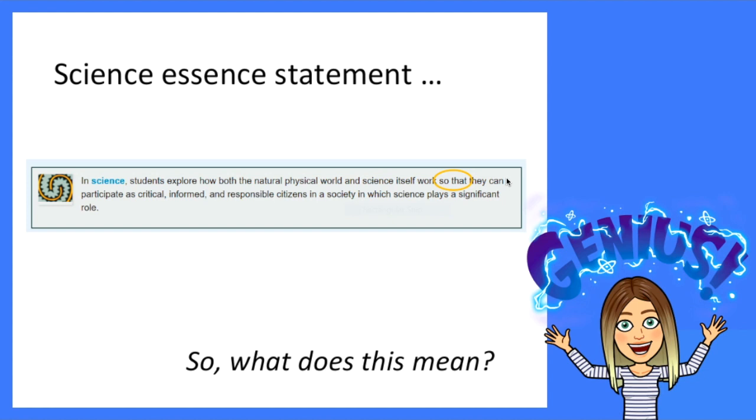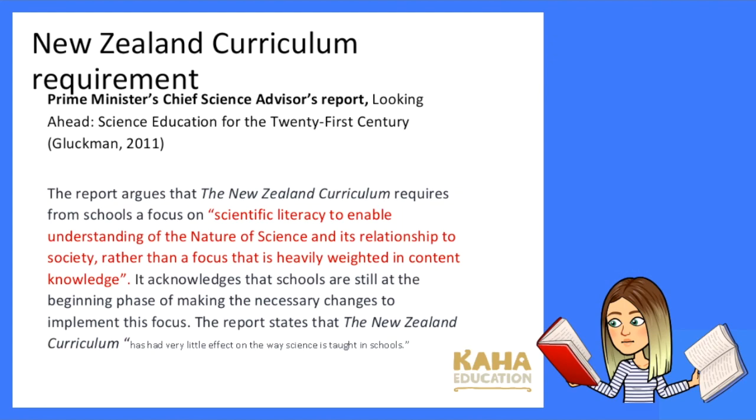That basically means that we want them to explore knowledge about the world, but we also want them to develop behaviours so that they're able to participate and engage actively within our world in science-based contexts. So, the requirement for us as a school is that scientific literacy is developed to enable students to understand the nature of science and how it relates to society, rather than have a focus that's heavily weighted in content knowledge.